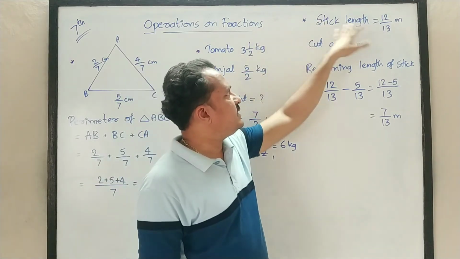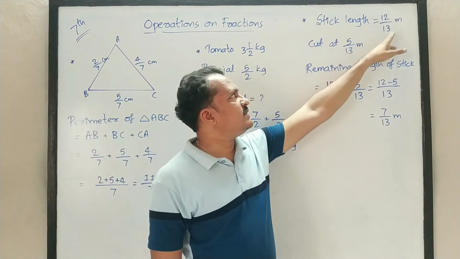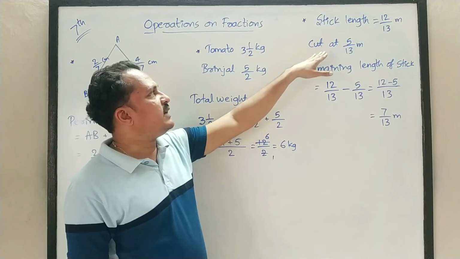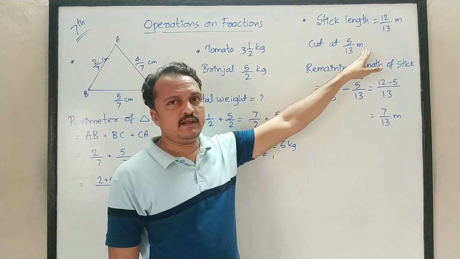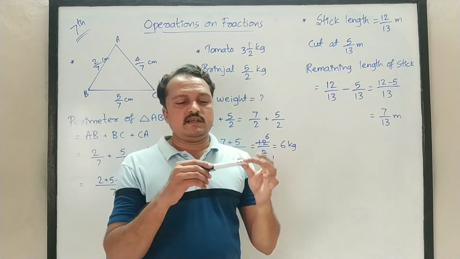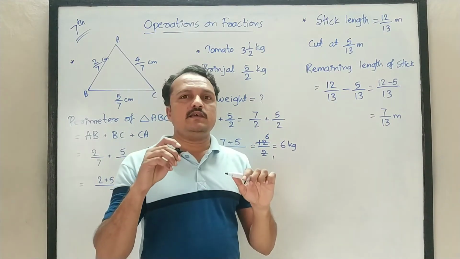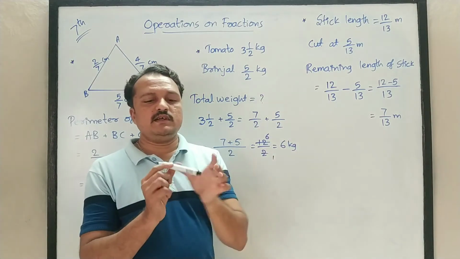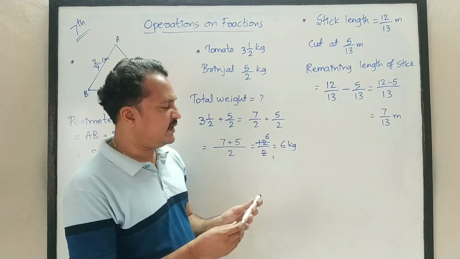There is a stick. The total length of that stick is 12 by 13 meter, and we made one cut at 5 by 13 meter here. There is one big stick and already we have cut it at 5 by 13 meter. Then what is the length of the remaining stick? That we have to find here.